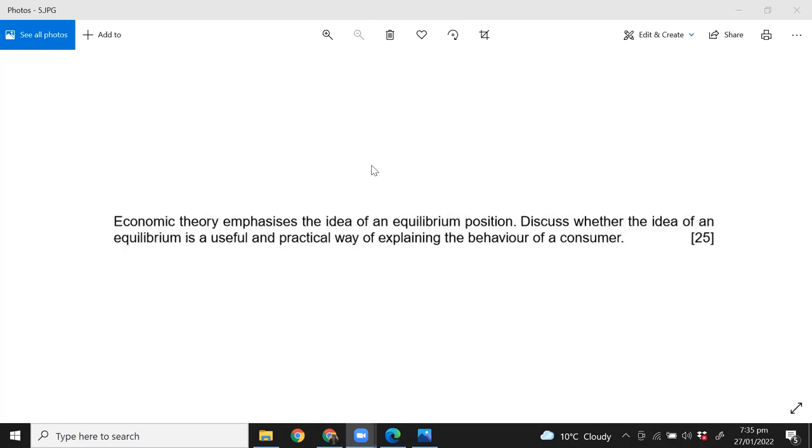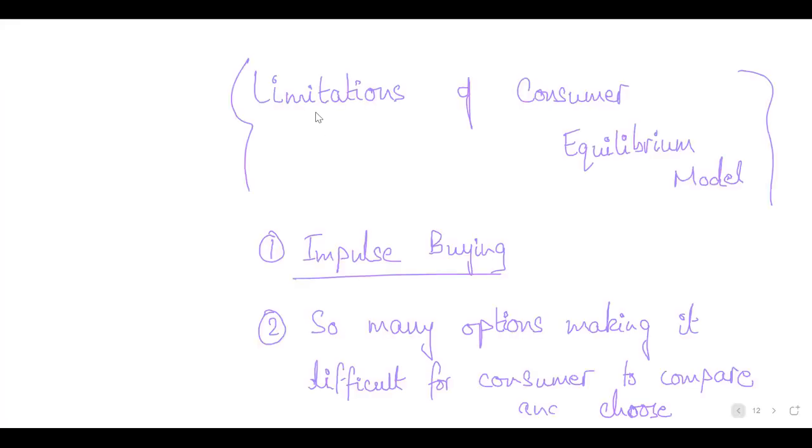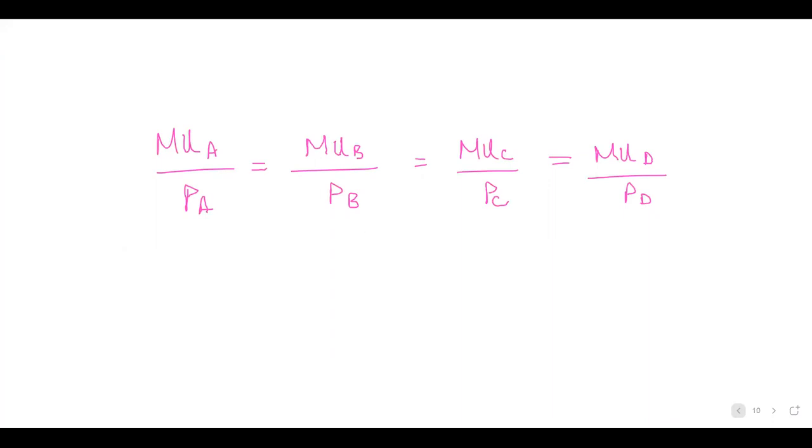right? Which intro, Hassan, which intro do you mean? If you are asking what we have to write at the start of this question, you just need to explain everything in detail as to what consumer equilibrium is, right?